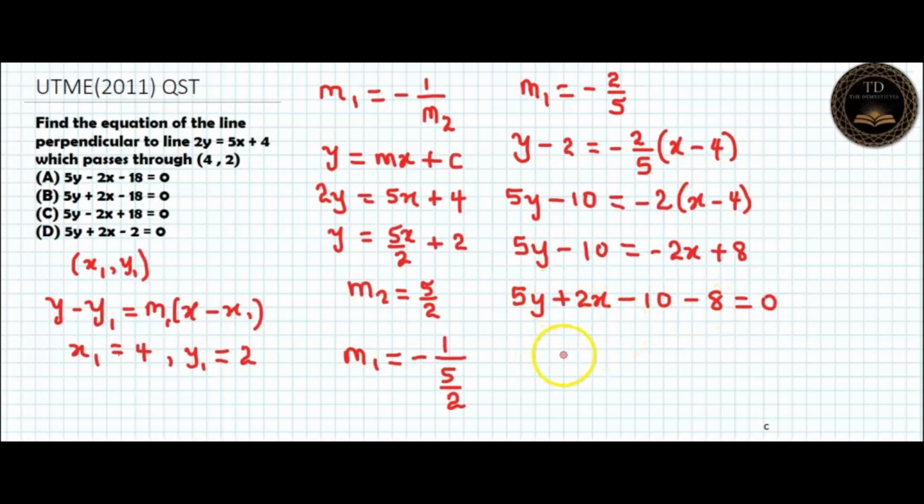Okay, so at this point we have 5y plus 2x, minus 10 minus 8 is minus 18, equal to 0. Okay, so you can clearly see that the correct answer would be B, 5y plus 2x minus 18 equal to 0. So this is the equation of a line that is perpendicular to this line and passes through this point.